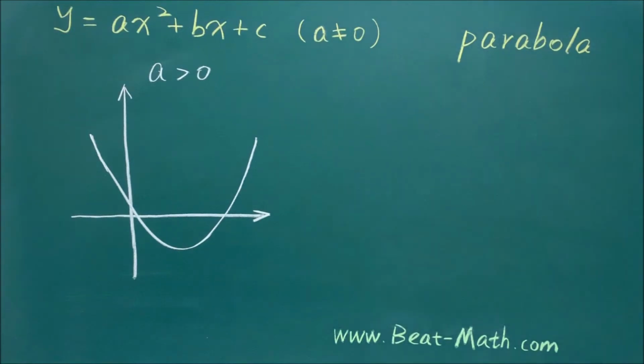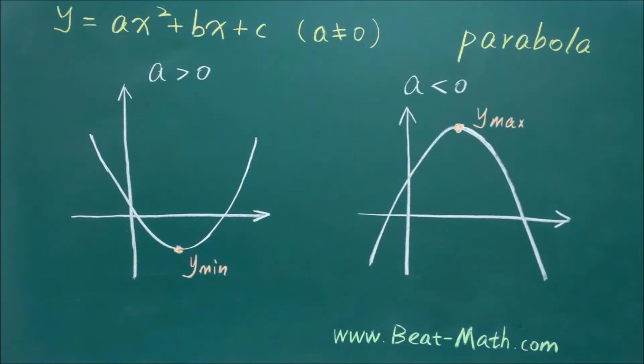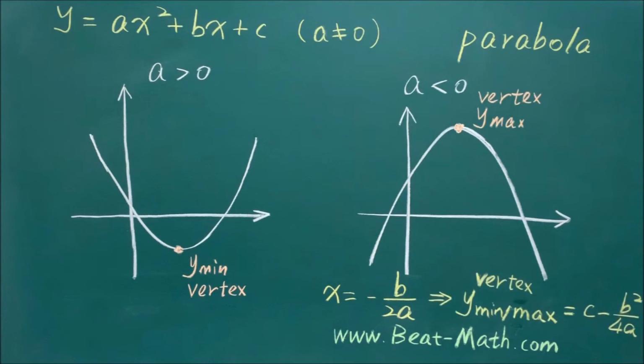Second, when we look at the parabola, we can see that it has the lowest point if it opens upward. That means the function y has a minimum value in this case. On the contrary, it has a highest point if it opens downward, and y has a maximum value. The lowest or the highest point is called the vertex. But how can you determine the value of the vertex? The result is when x equals negative b divided by 2a, the function will have a vertex, whose value is c minus b squared divided by 4a. Keep this in mind and it will help you solve problems with the quadratic function.